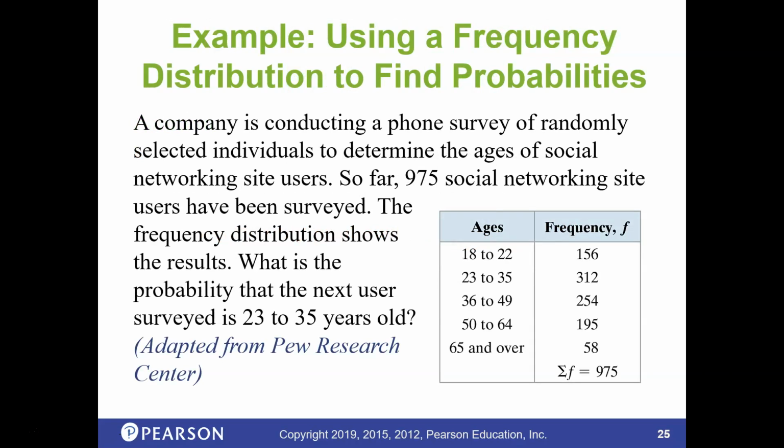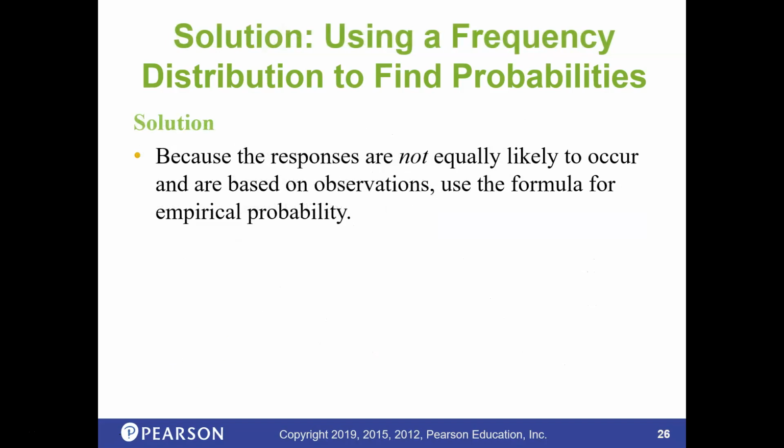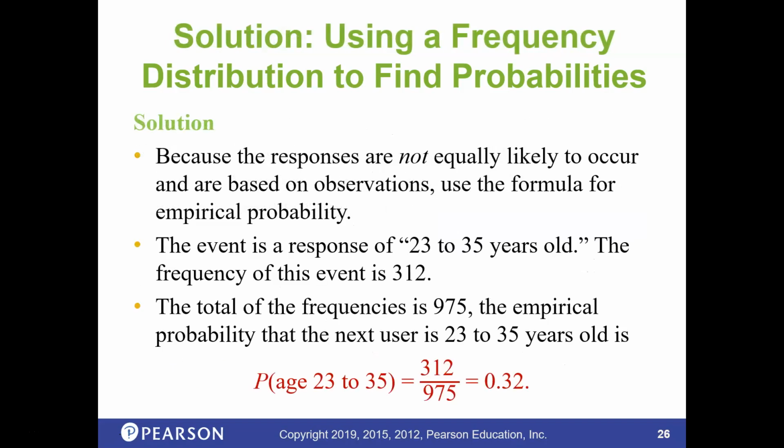A lot of times you'll have a table that looks like this, right? What is the probability the next user is 23 to 35? So I can see from 23 to 35, there's 312 of them. If they don't give me that sum down at the bottom, they do it for me here, the 975. The first thing I would do is add all those numbers up and then find that probability using the table. So we have 312 out of the 975, and we would estimate that to be 0.32.